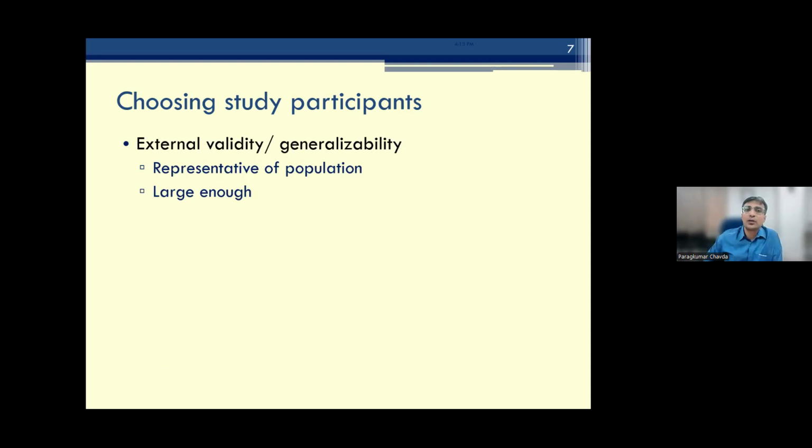The next one is choosing study participants, and we have talked about generalizability once. External validity is dependent on the representativeness of the population, and the second question is whether the sample is large enough. Although we do not need to sample the entire universe, we just need an X number of people, that X number has to be good enough for us to have sufficient confidence in reporting our findings. So how do we translate that in scientific terms? That's what we are going to see in the next slide.